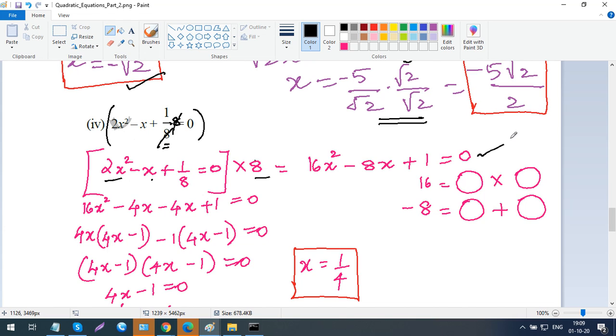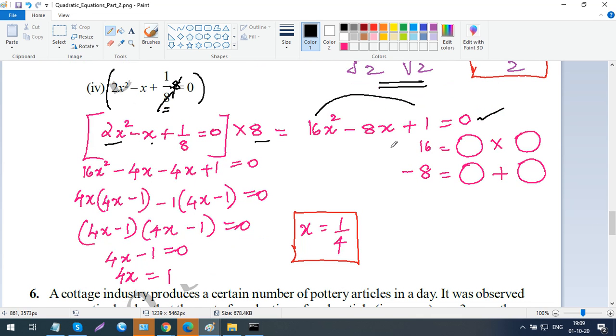Now 16 into 1 is going to give you 16. So you have 16 into 1 and you have a minus 8 in the middle. So you have to see what gives you 16. Here you see 4 4s are 16 and 4 plus 4 gives you plus 8. But I want a minus 8. So put a minus in front of it. So I get minus 4x minus 4x. This is what I have written.